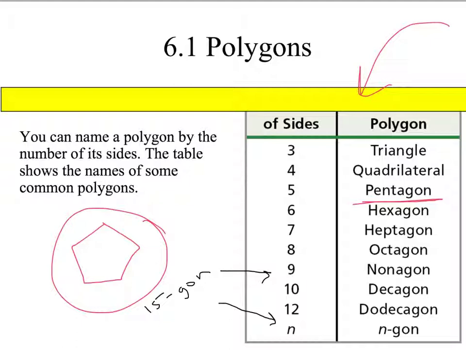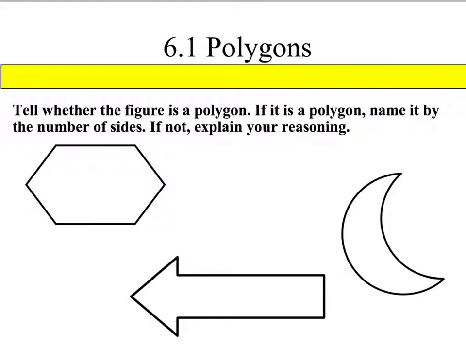Okay, so moving on. Using that list that you just wrote down and writing these problems and these shapes down, tell me whether the figure is a polygon, and if it is a polygon, name it by the number of sides. If it is not a polygon, I want you to explain your reasoning. So pause now, give this one a shot.